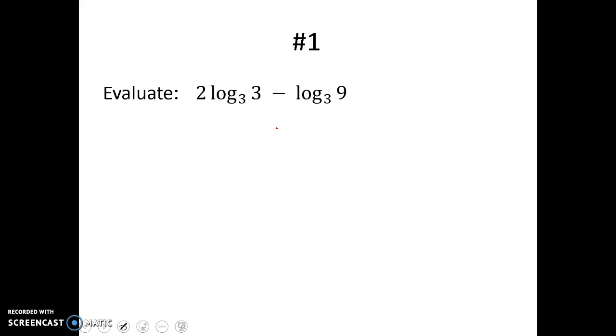The first thing you could do is take the log base 3 of 3, which is 1, and then multiply that times 2, because it's 2 times the log base 3 of 3. We know that that is 2, minus the log base 3 of 9. Well, the log base 3 of 9 means 3 to what power gives you 9, and that's 2. So we have 2 minus 2, which is 0.